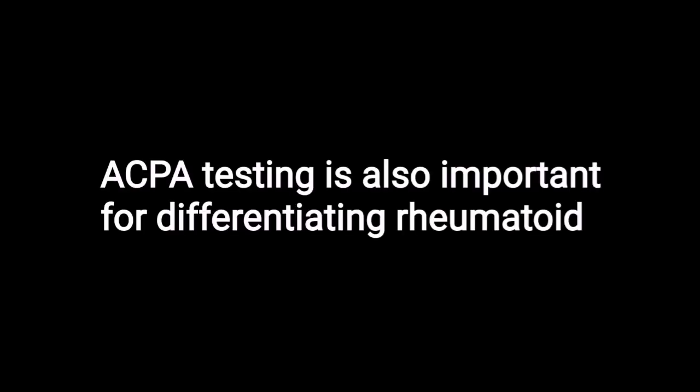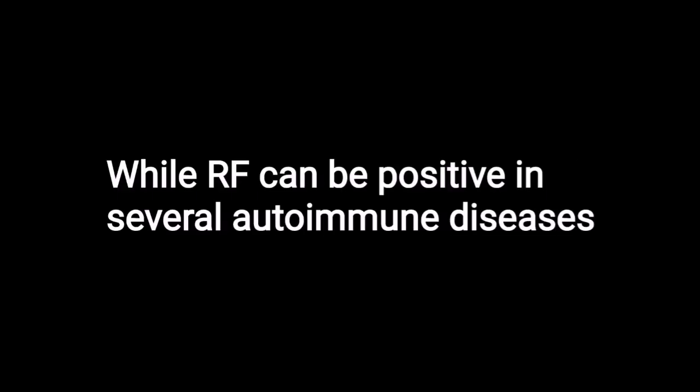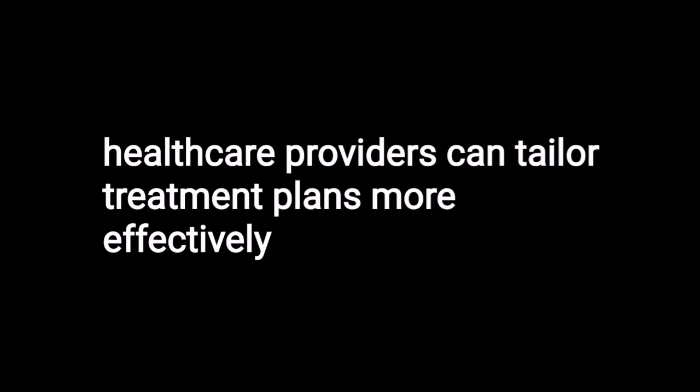Differentiating between conditions. ACPA testing is also important for differentiating rheumatoid arthritis from other forms of arthritis. While RF can be positive in several autoimmune diseases, and even in healthy individuals, ACPA is more closely associated with RA. This specificity can help clinicians distinguish RA from other types of inflammatory arthritis, such as osteoarthritis or psoriatic arthritis. By recognizing the presence of ACPA, healthcare providers can tailor treatment plans more effectively based on the specific condition.